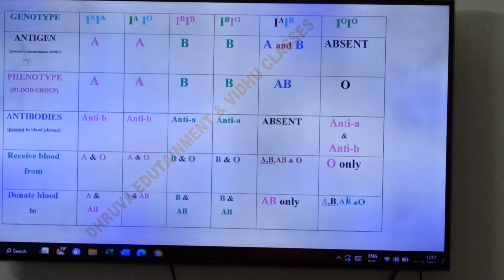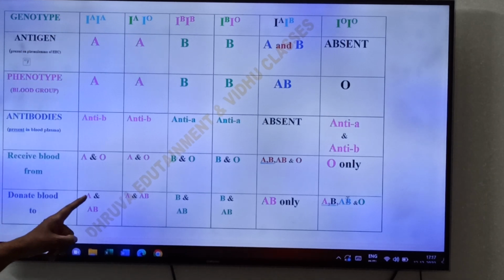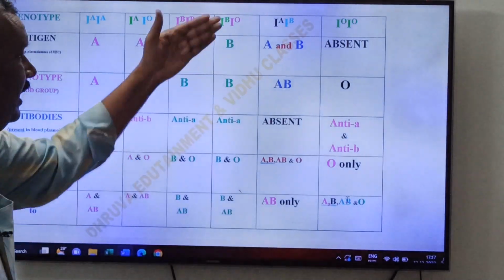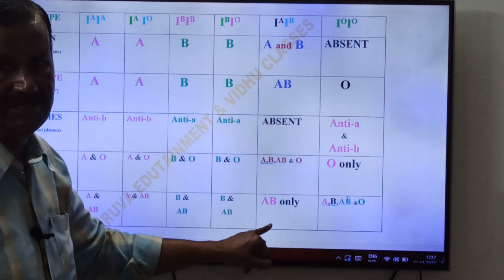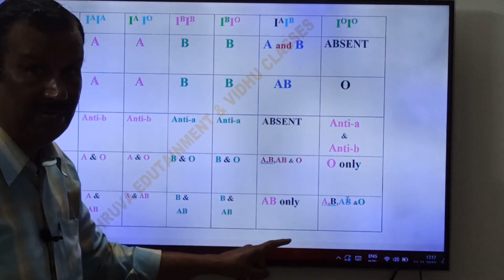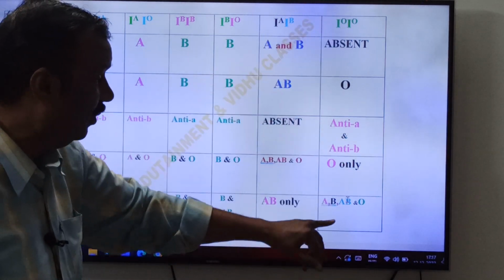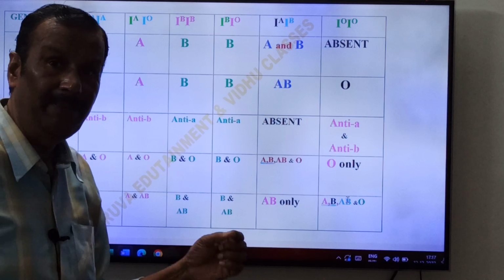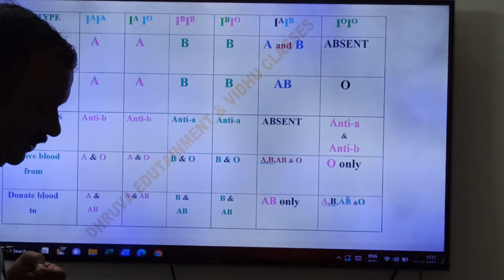Now donating blood. A people donate blood to A and AB, B people donate blood to B and AB, AB people only to AB friends. They are receiving from all, but they are donating only to AB. Whereas O people are universal donors, they can donate blood to A, B, AB and O also friends.